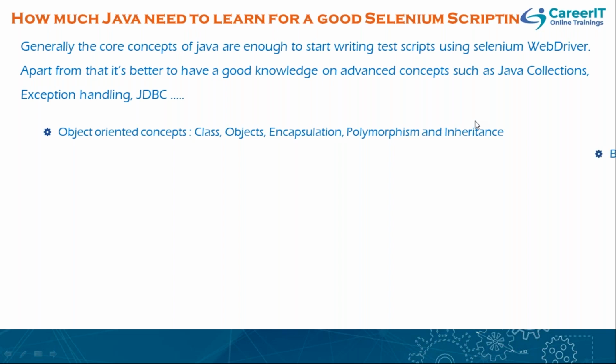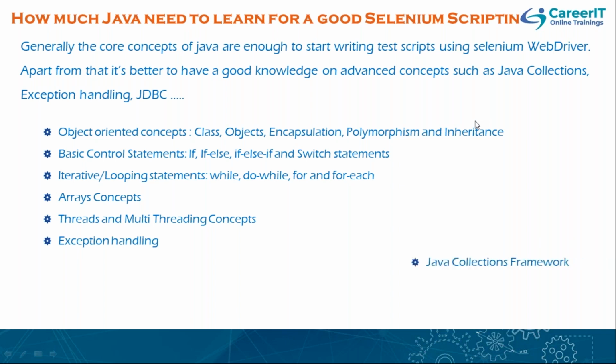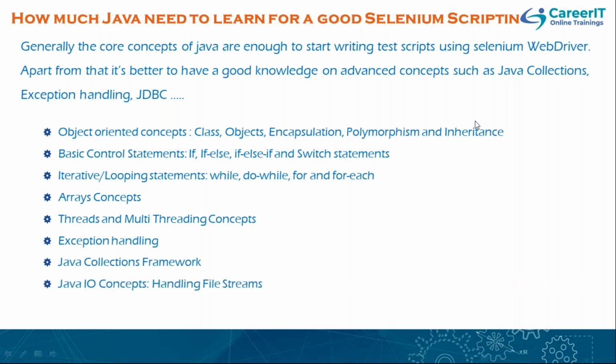These concepts are required, and basic control statements like if conditions, if else, or switch case statements. Knowledge of looping statements is required: while, do while, for each, and arrays or list concepts. Threads and multi-threading are somewhat required, not much, and exception handling is very important for our Selenium test automation. The Java collection framework is very important, like list, set, and hash maps. And then Java IO concepts like handling files, reading data from a text file and writing data back to files, are required.